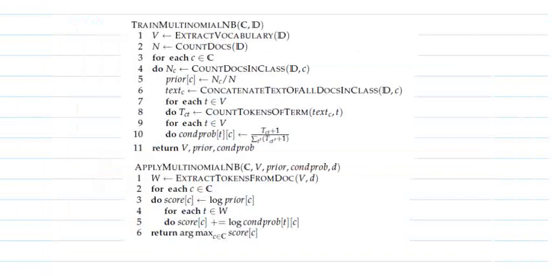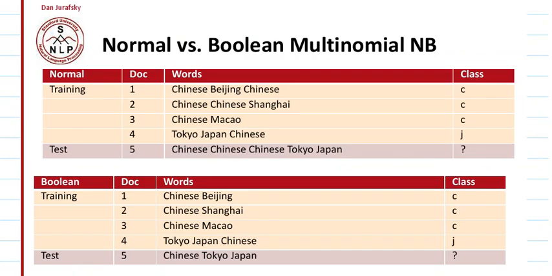As you all know, we first extract the vocabulary, that is V, and then we have N, the number of documents. Then for each class C, we see how many documents are present in that class. Alright, so this is with respect to text classification. Now going with the previous example, we will be counting for a particular class how many words are present in that particular class, right?